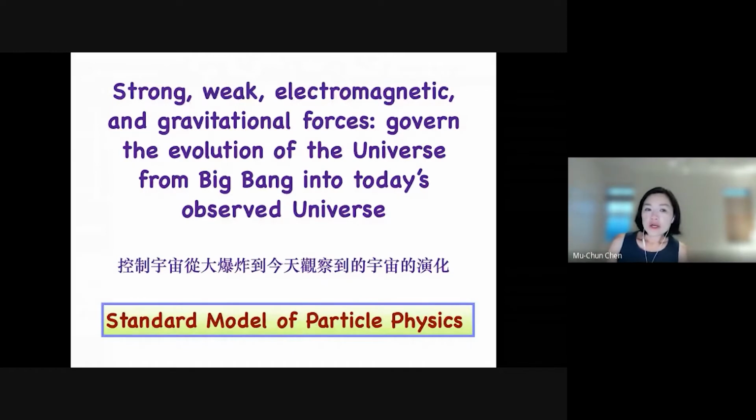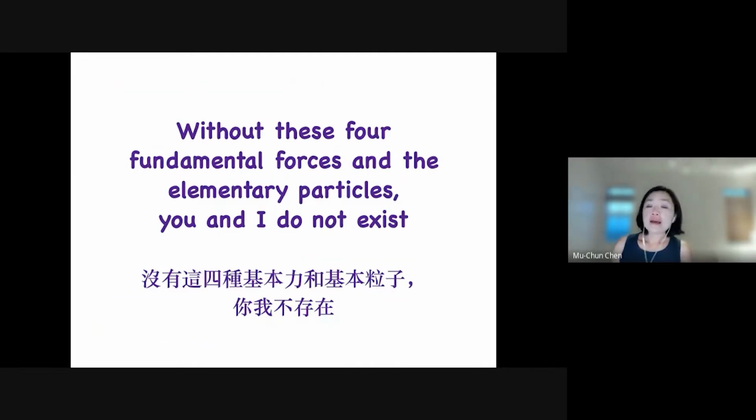All right, so just to sum up, we have the strong force, weak force, electromagnetic force, and gravitational force. These four fundamental forces, together with the fundamental elementary particles that we saw, together they govern the evolution of the universe from the Big Bang into today's observed universe. And all this knowledge together is called the standard model of particle physics, 标准模型. And without these four fundamental forces and elementary particles, you and I cannot exist, right?